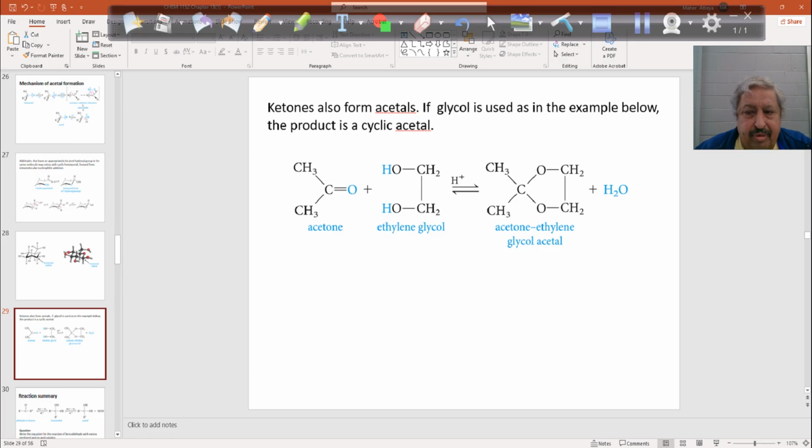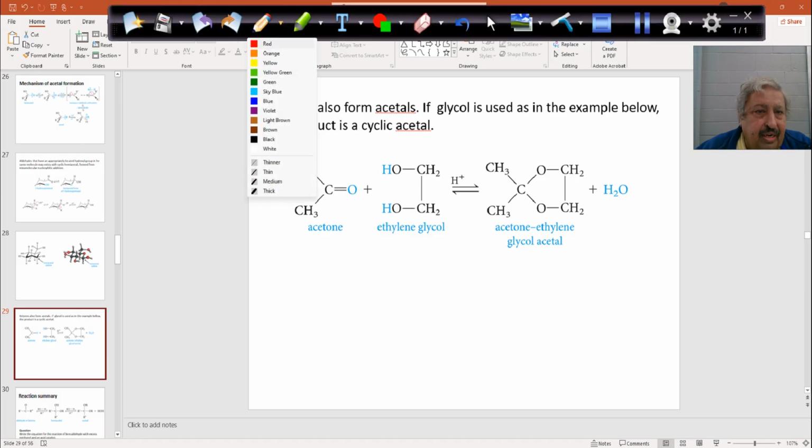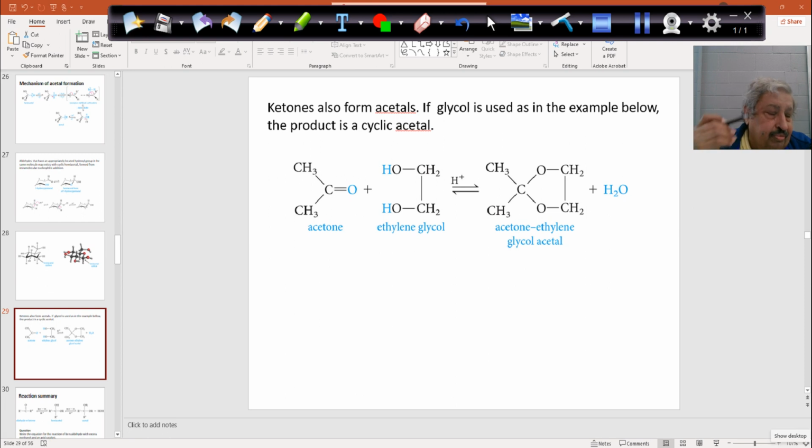This is another example of making the same thing. Remember, we said one molecule of aldehyde with one molecule of alcohol makes a hemiacetal, correct? Two molecules of alcohol with one molecule of aldehyde makes what? Acetal. The same thing here with this one.